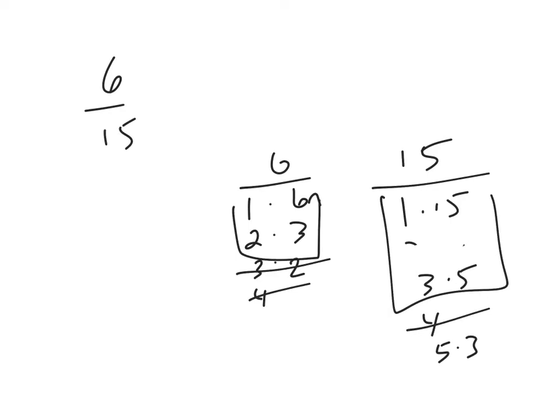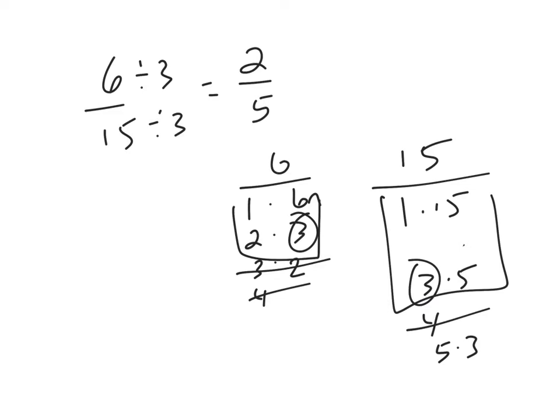And I'm going to get rid of this 2 here. And so the greatest common factor is this 3 here, right? So what we do is we divide each of these by 3. And so 6/15 becomes 2/5 when I reduce it.